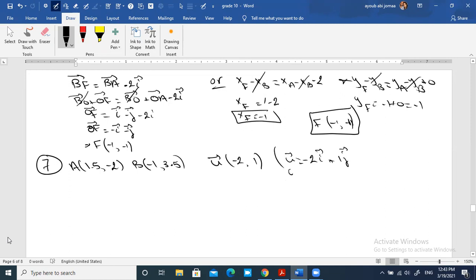Vector OA, you don't have to write it, but I'm telling you. It's 1.5i minus 2j. And vector OB is equal to negative I plus 3.5j.